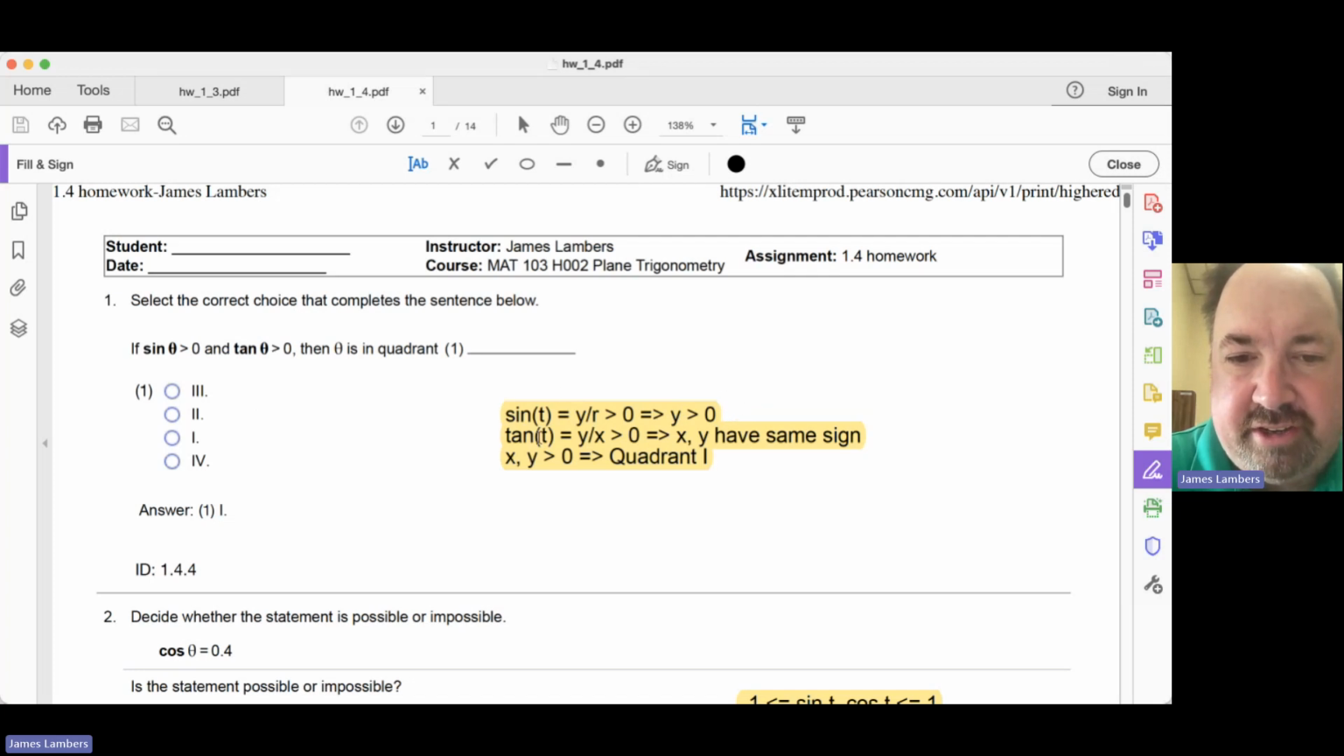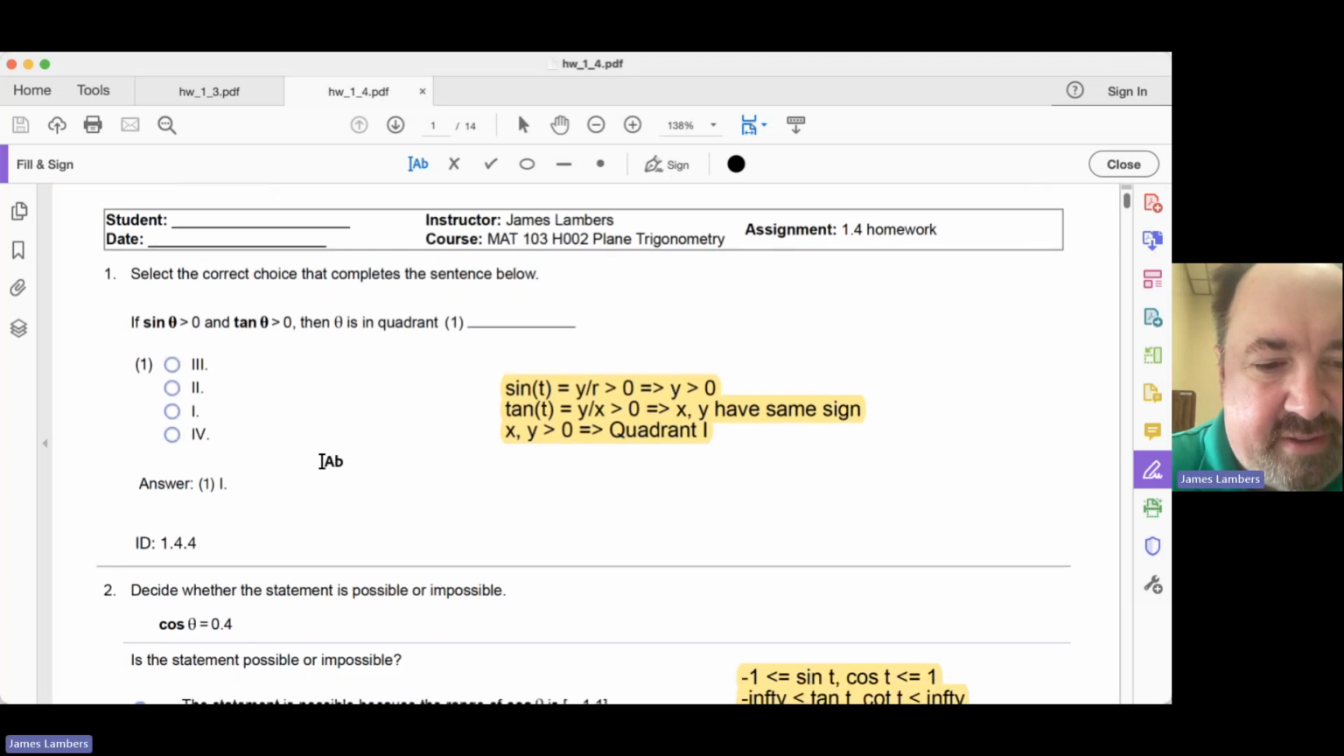And then tangent is defined to be y over x. Since that is given to be positive, and you know from the previous step that y is positive, x and y must be the same sign. So x is also positive. So both x and y are positive. That tells you that you are in quadrant 1. So using the definitions of whatever trig functions are given, whether they're positive or negative, determine if x and y are positive or negative. And that tells you what quadrant you're in.